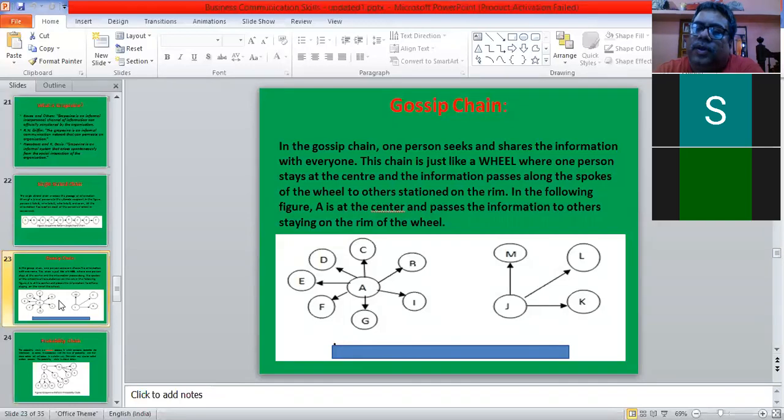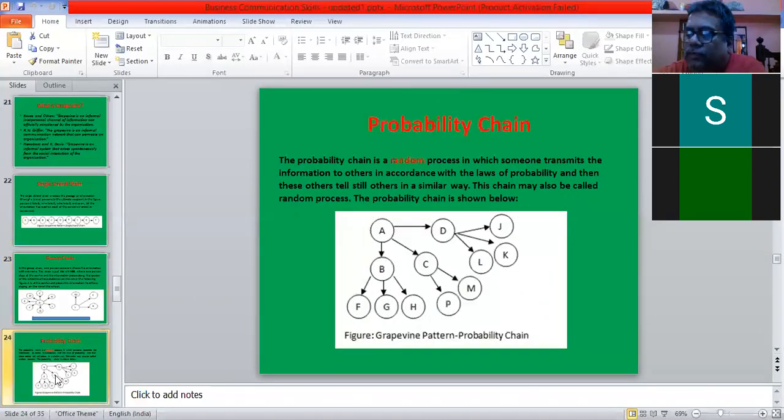We can see this even in the country. The panchayat leader or the sarpanch, as we say, sits under the tree, and all his assistants around him, chatting with him. And you also have the probability chain, and as the name suggests, this is a random process in which someone transmits the information as per the laws of probability. So you don't look at whom you are transmitting the message.